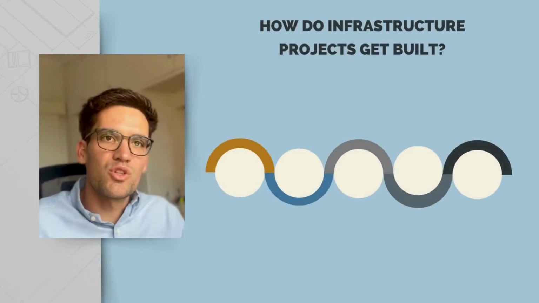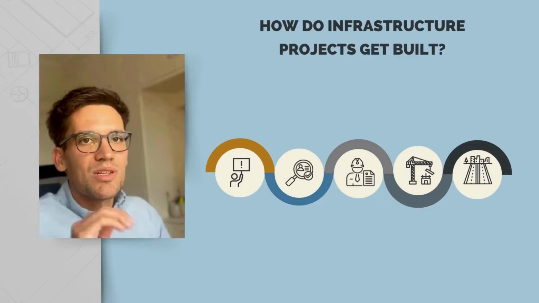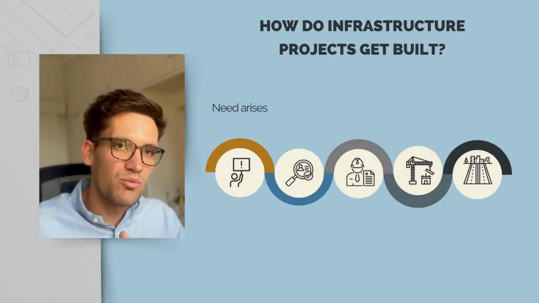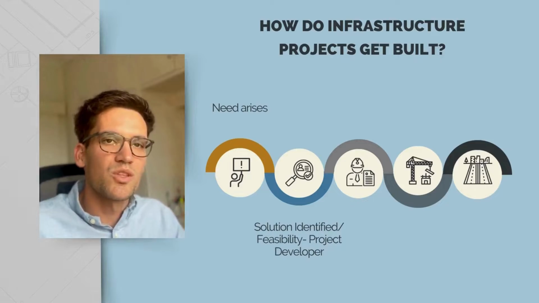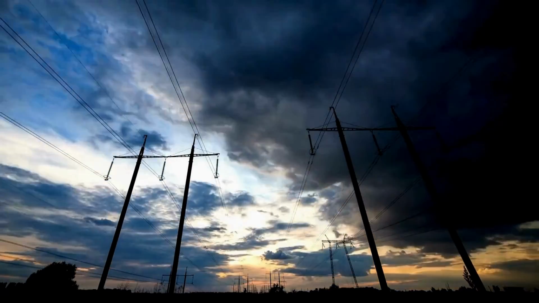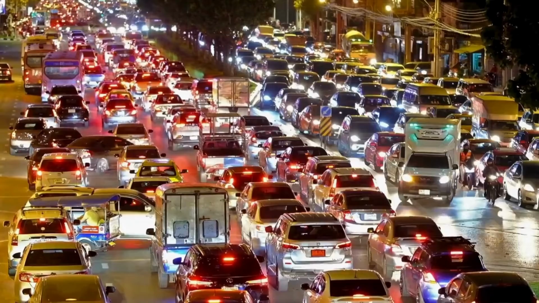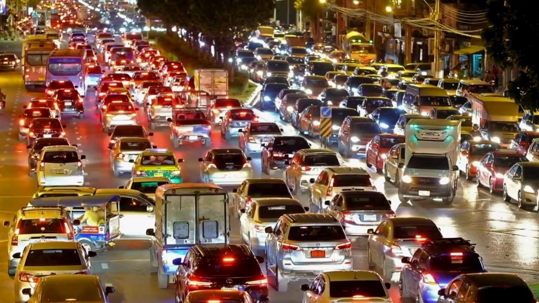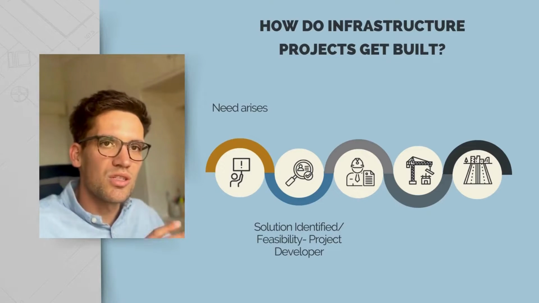So how do infrastructure projects get built? Well, the first step is we need to start with a need. Projects get built to solve a problem. Then someone needs to come up with a solution to this problem. So if the problem was we don't have enough electricity, then a power plant would be the solution to that. If the problem was we've got too much traffic, then a road or a new tunnel could be a solution to that. So a project developer will come up with a solution to the need.